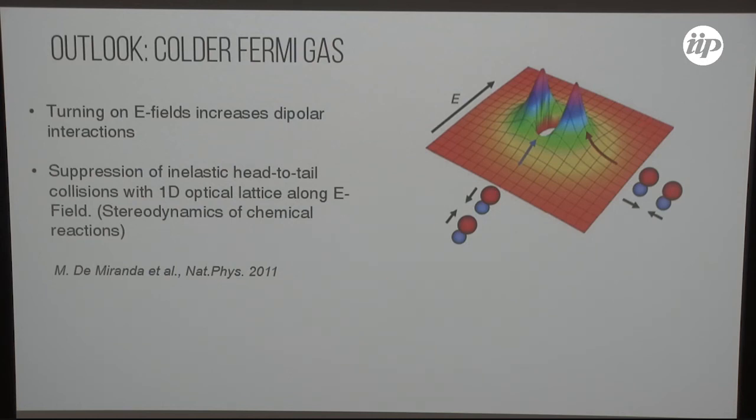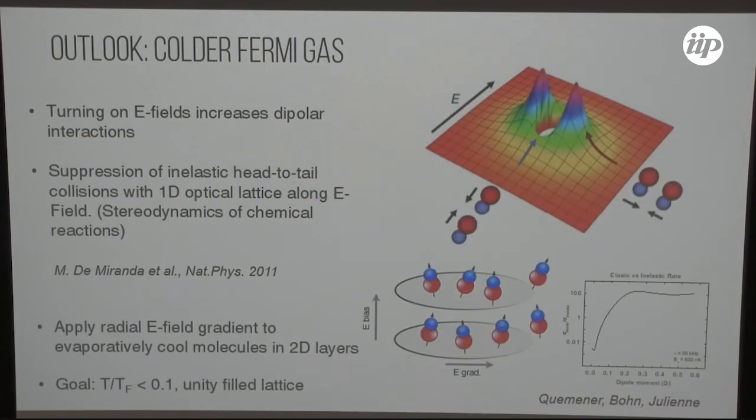So the trick that was also found by Marcio, who should be here in the audience, like 7 years ago, is to put this molecule inside an optical lattice that is aligned parallel to the electric field. And in this way, the head-to-tail movement is suppressed. So the chemical reaction should be stopped along this direction.